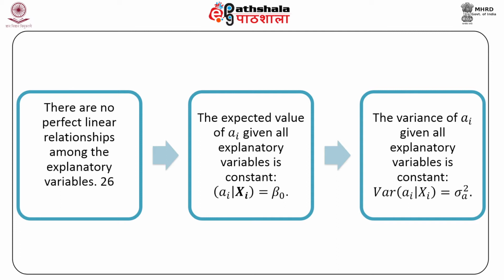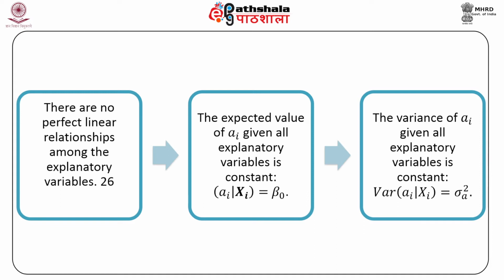The cost of allowing time constant regressors is that we must add assumptions about how the unobserved effect a_i is related to the explanatory variables. The expected value of a_i given all explanatory variables is constant, that is, expectation of a_i given x_i is equal to beta naught. That was the assumption number 8.